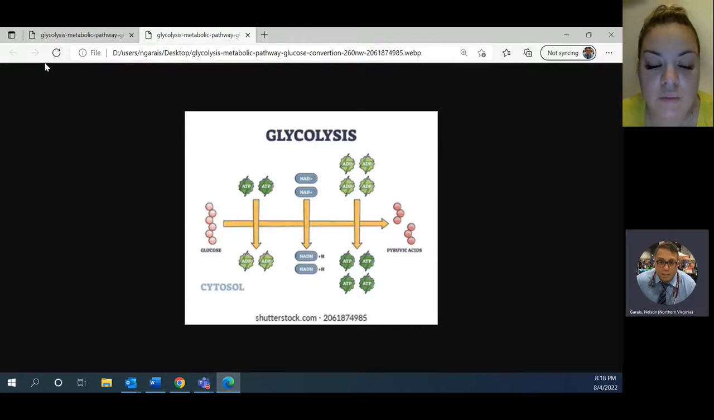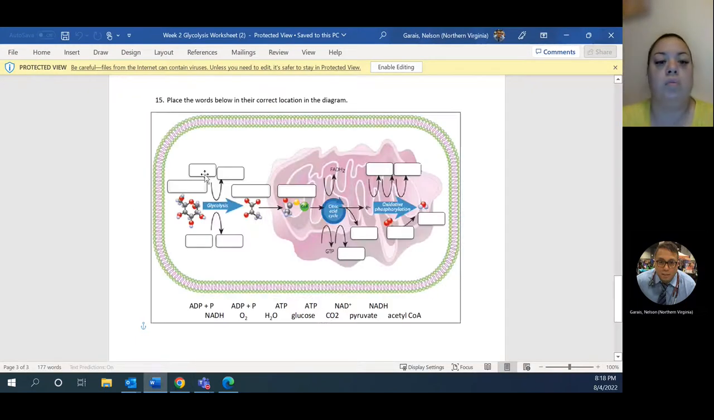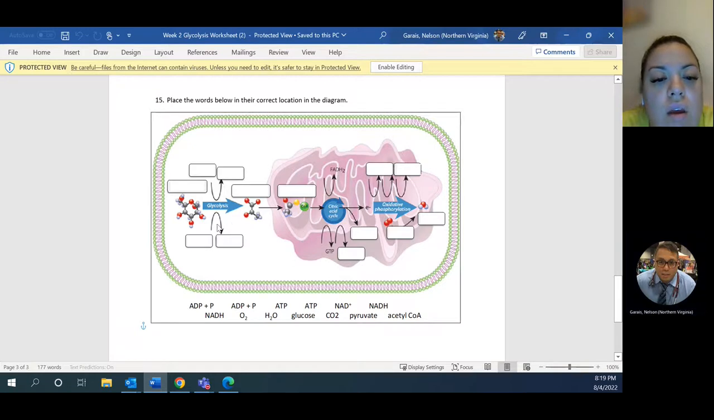So can I put NAD here? And then NADH here, right? Or I put my NADH here. And of course, I put in ATP. But then I had to eat up some ATPs. So now I have ADP plus P. So you can kind of derive what this stuff is.